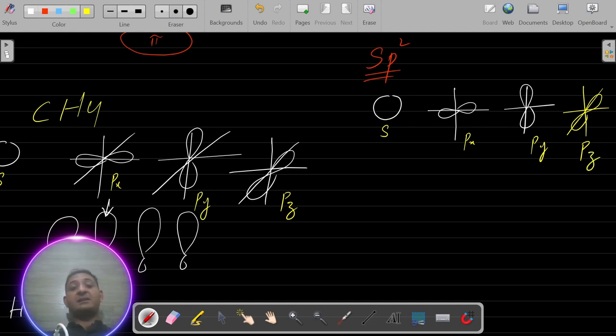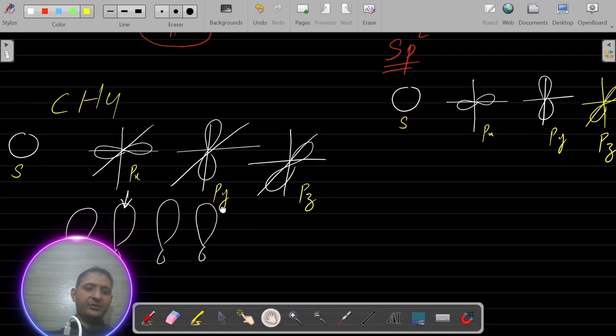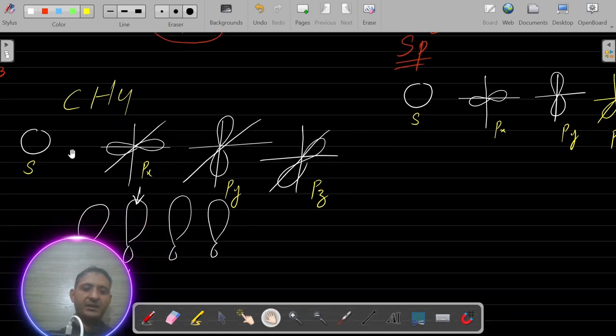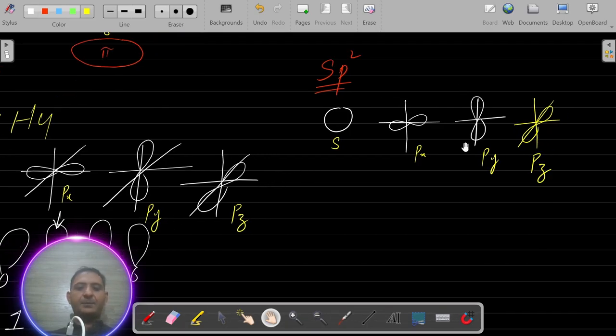So he is talking about sp2. It means that one s and two p's are overlapping. What about pz? It will remain unhybrid. It means pz is not taking part in hybridization. Here we notice this s, px, py, pz were intermixing and we were getting four hybrid orbitals. But now s, px and py are overlapping, and pz is not taking part.